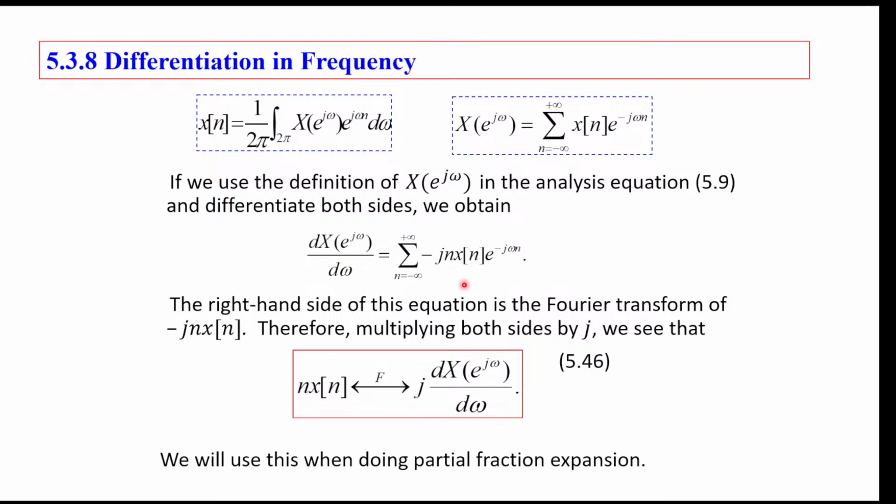So you see the derivative of the big X of ω is the Fourier transform of minus jn x of n, okay? Because you get a minus jn. And you move things around a little bit, then you see n x of n will Fourier transform to j times the derivative of big X of ω, okay? And this property will be useful when we do partial fraction expansion in the later property of convolution.